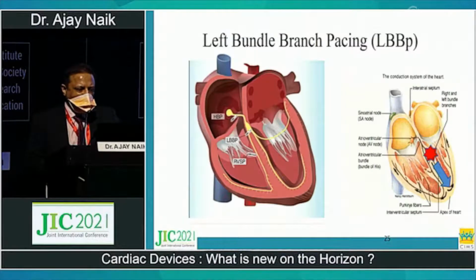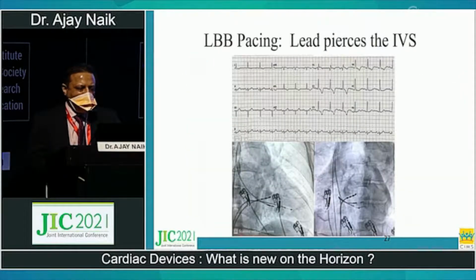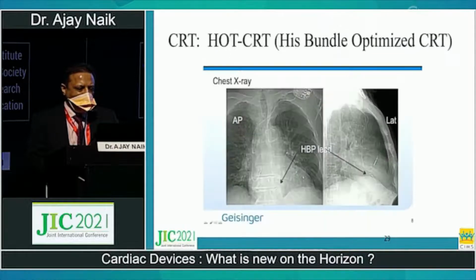Similarly, like I just said, for His bundle pacing, we screw it into the His bundle, but for left bundle pacing, we screw it through the septum into the left bundle, and we recruit the left bundle conduction, and that gives rise to the normal narrow looking QRS like you see here, even paced. You are used to seeing those fat QRSs, LBBB pattern. You don't see that anymore. So this is recruiting the normal conduction system, and you're getting a narrow QRS. So this patient has a lead in the left bundle.